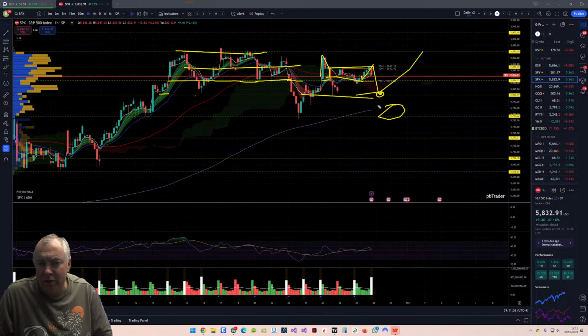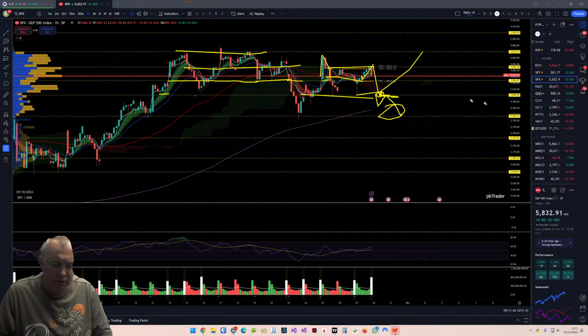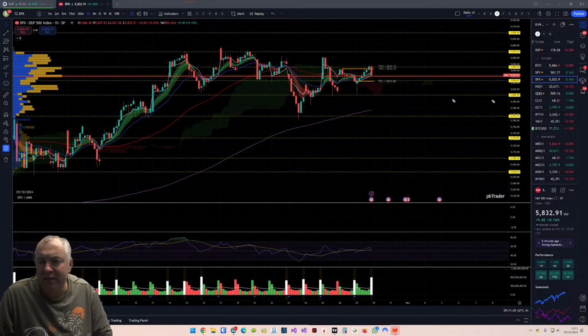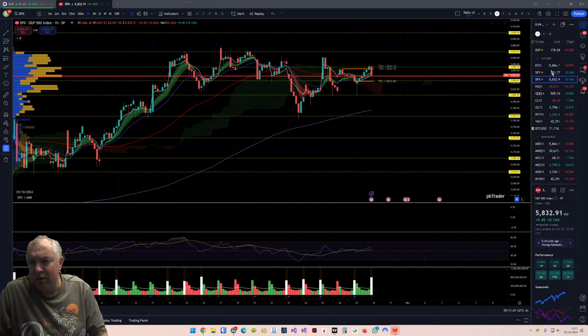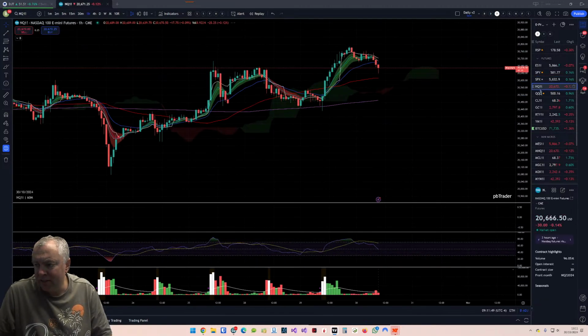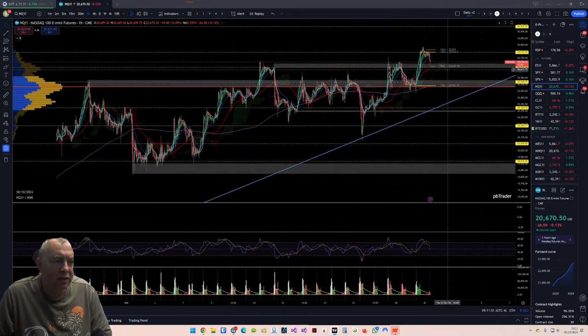If we break down below that area, then I don't want to go long because it's likely going to pull up, offer a bit of resistance and potentially reject and bring the SPX down, the ES down with it. Same as Nasdaq as well. So on the subject of Nasdaq, this is the NQ.